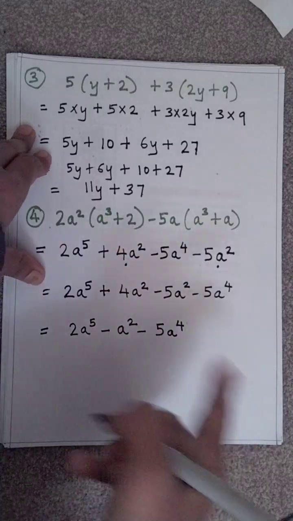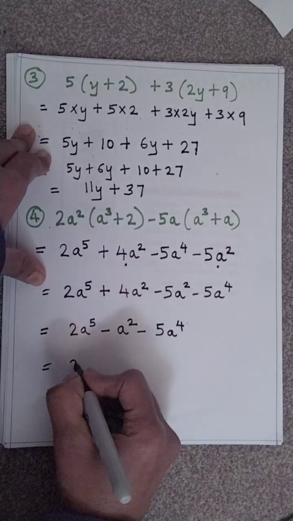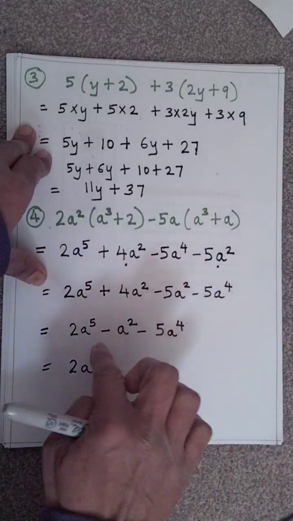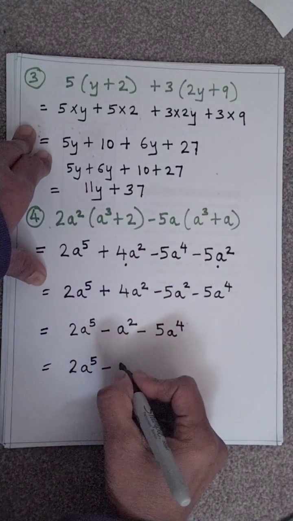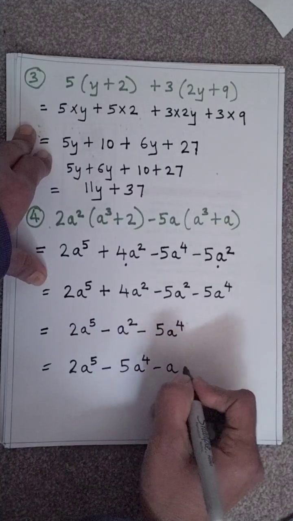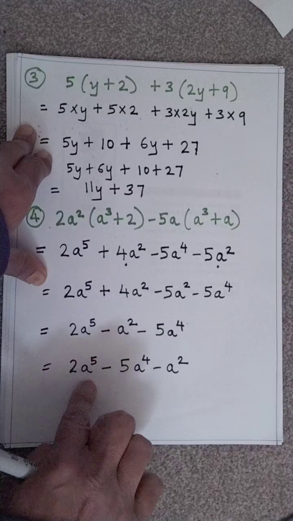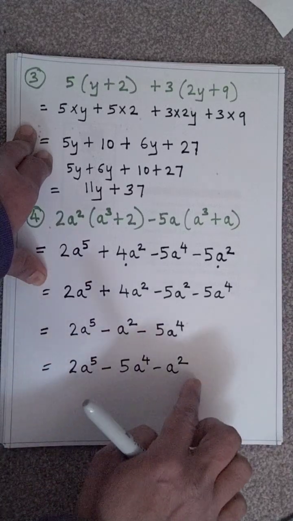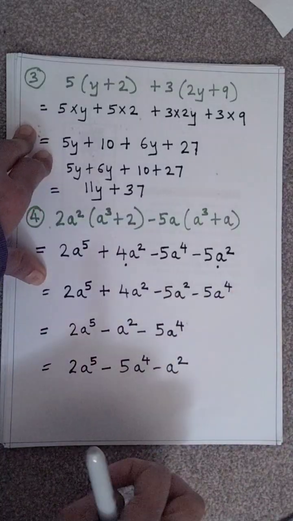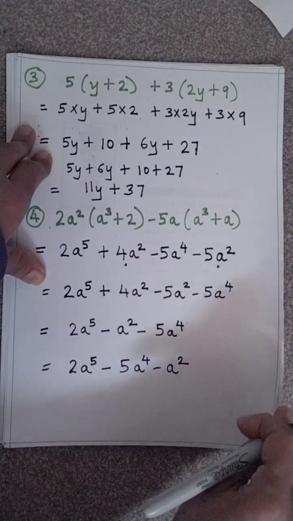If you want, you can have one more step: 2a raised to 5, then a raised to 4 we bring closer to a raised to 5, 5a raised to 4 and minus a raised to 2. We have brought them in this order, a raised to 5, a raised to 4 and a raised to 2. Even this is the correct answer. Now another one.